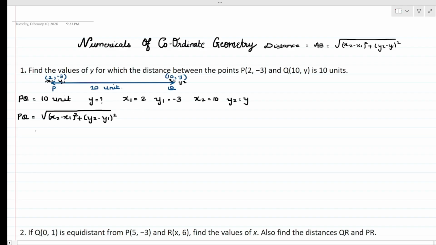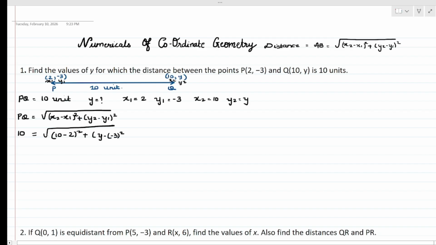Now substitute the values in the formula. So PQ is equal to 10. So we will substitute 10 equals under root. What is my x2? My x2 is 10. So you will write 10 minus, what is my x1? It's 2. 10 minus 2 the whole square plus y minus 3 the whole square.